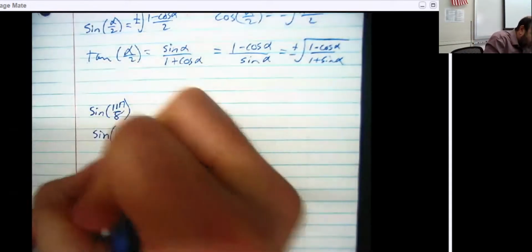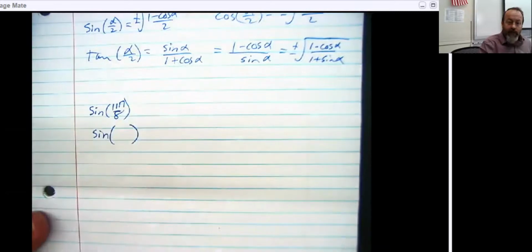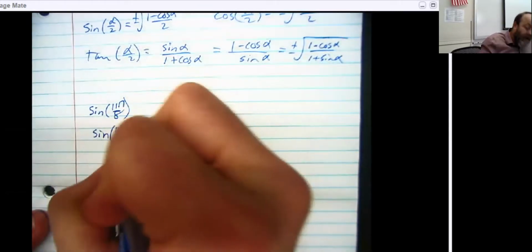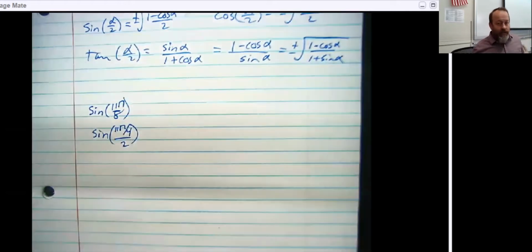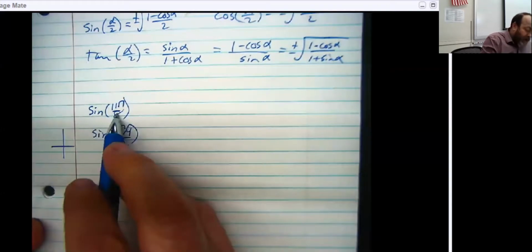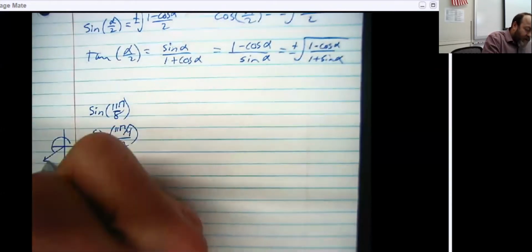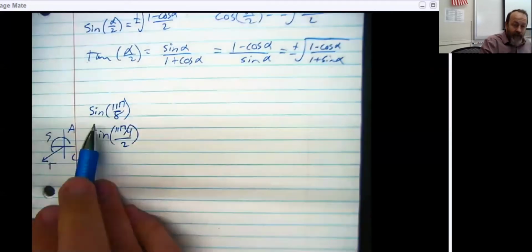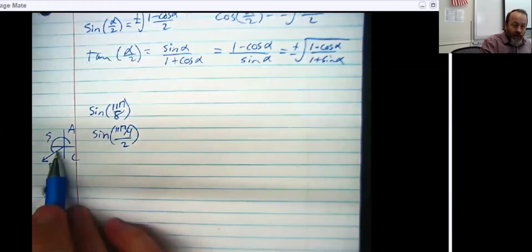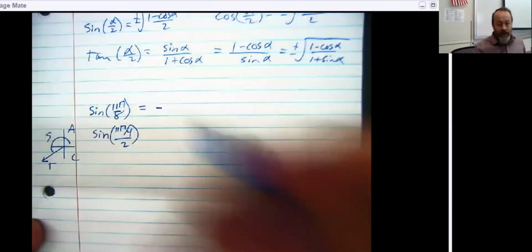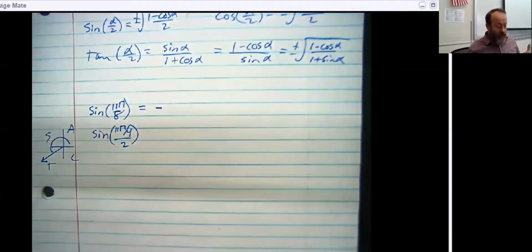And so I'm going to think of this instead of as 11 pi over 8, I'm thinking about it as 11 pi over 4 cut in half. Now, I do have to stop and think about something for a second. I know that 11 pi over 8 is actually down here in the third quadrant. And so I know something. I know that if we have this in the third quadrant, then the sign right here should lead to a negative answer. That is something that I know to be true.